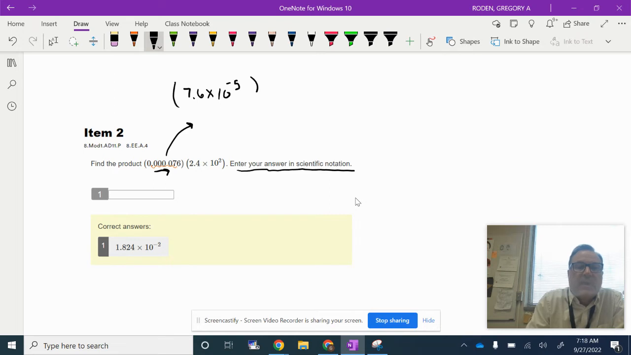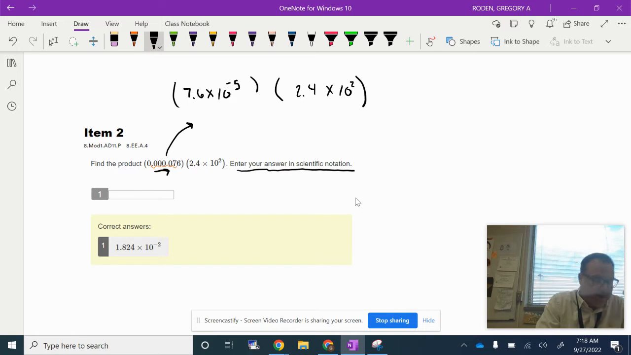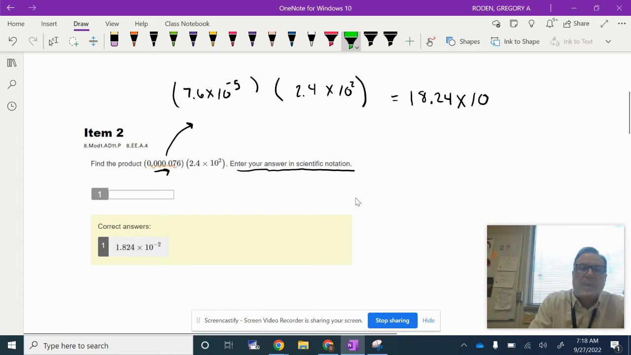And then we're going to multiply that times 2.4 times 10 to the positive 2. Okay, so let's go ahead and do the multiplication here. So I have 7.6 times 2.4, and that's going to give me 18.24. Don't freak out on me. I know it's not in scientific notation, but we'll adjust later. Times 10. Now, remember when you multiply, you add the exponents.